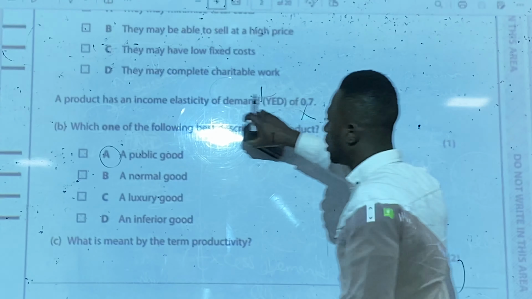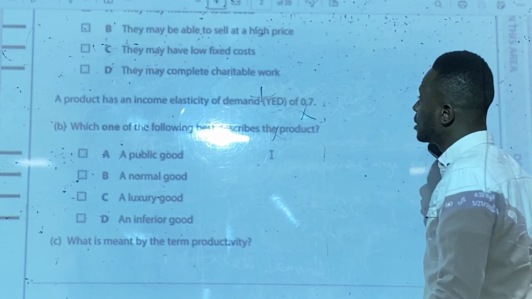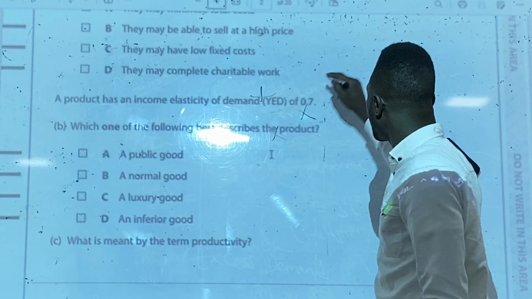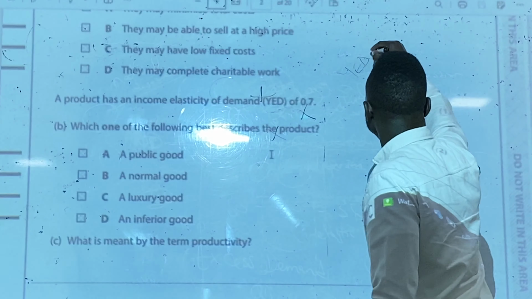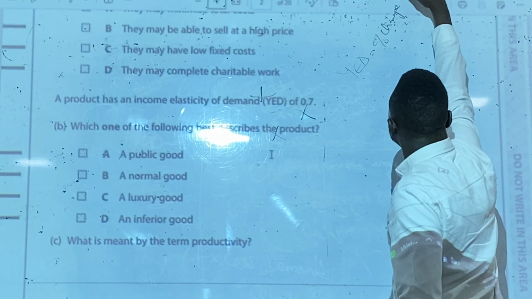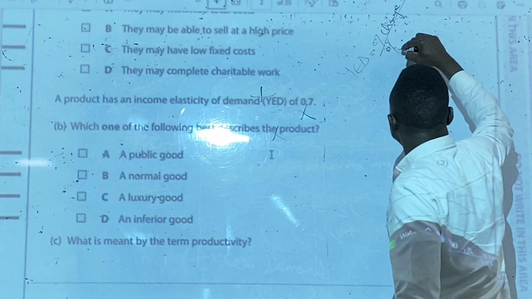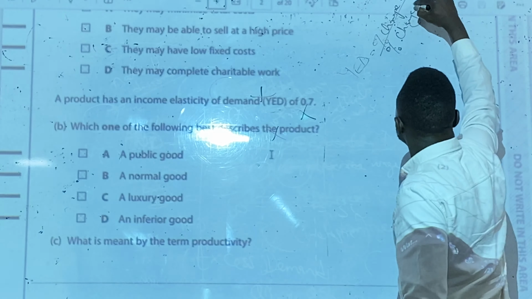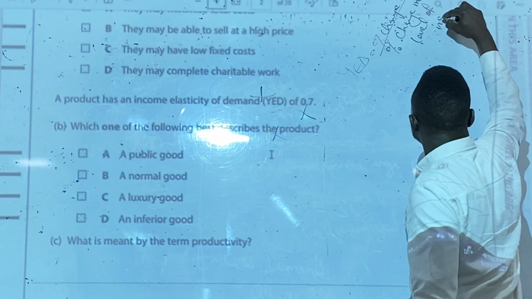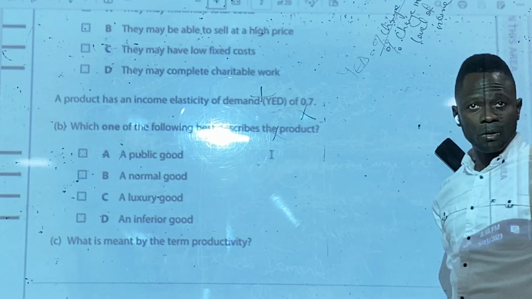Question B said, a product has an income elasticity of demand, YED. What is YED? YED is the percentage change in quantity demanded over the percentage change in the level of income. That is the formula for YED.